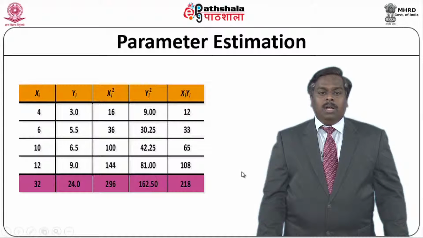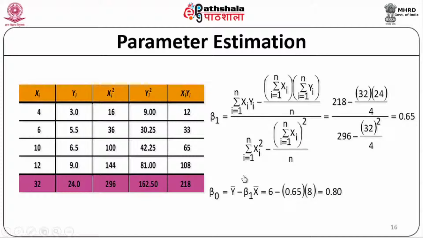So first we need to identify beta 1. From the given equation we just substitute the corresponding values. The summation of xy product is 218, so we replace this notation with the value 218. The summation of x is 32 and the summation of y is 24, so 32 multiplied by 24, the whole divided by n. Here n is 4, which is nothing but the number of input instances.